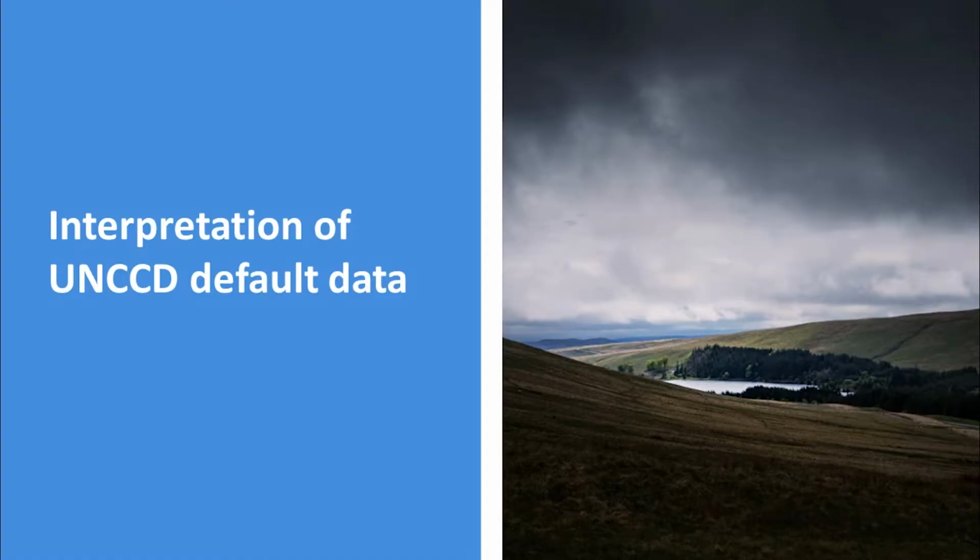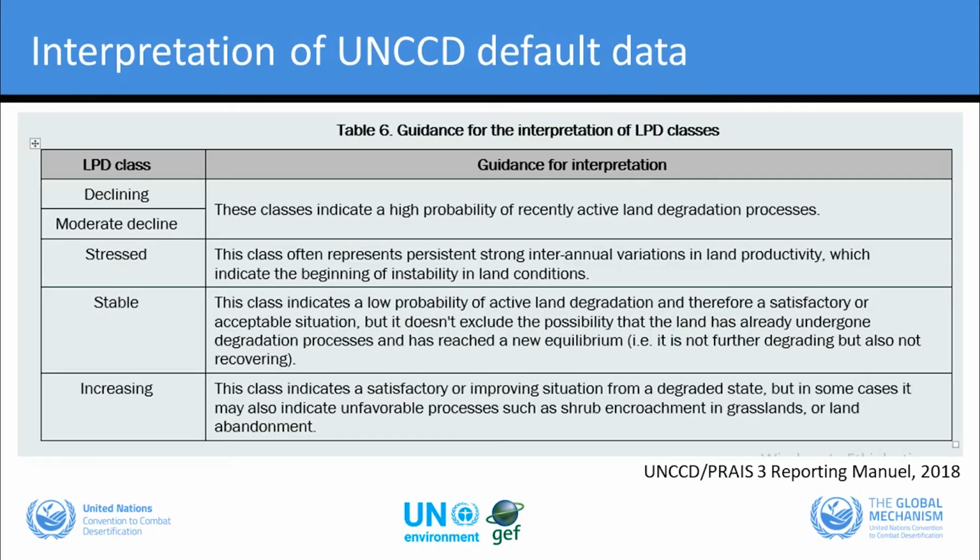The following slides present useful information to clarify and strengthen the understanding about interpretation of the LPD dataset. For the interpretation in the country's zip file, you can check this table in the reporting manual. This table gives you explanation of each LPD class associated with land degradation. For instance, declining and moderate decline indicate a high probability of recent active land degradation process.